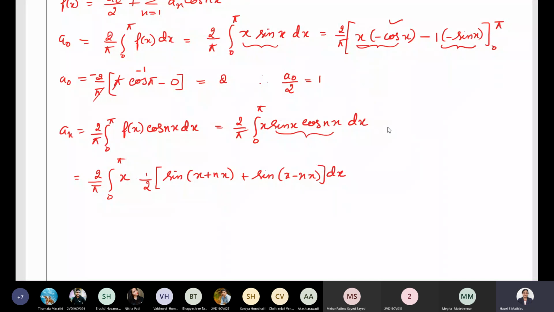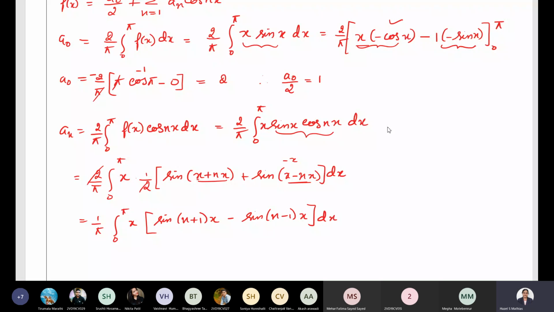So that is equal to, here 2 gets cancelled, 1 by pi into integral 0 to pi x into, see here you can take x outside: sin (n plus 1) into x. From this if I take x outside, 1 plus n into x, so it becomes (n plus 1) into x. Similarly over here, if I take minus x outside, what happens? Minus sin (n minus 1) into x dx.